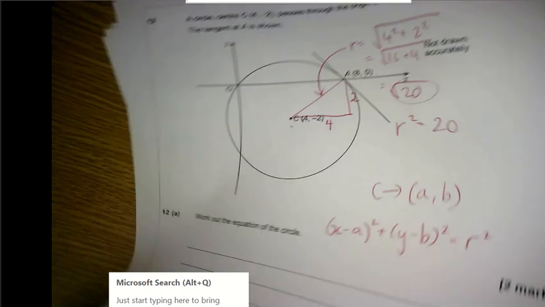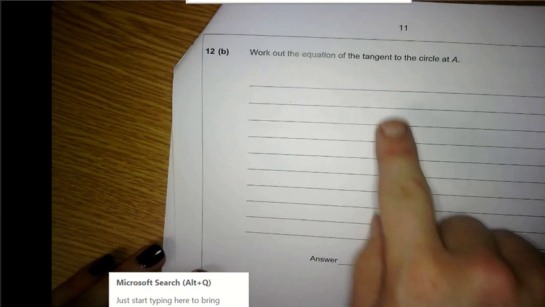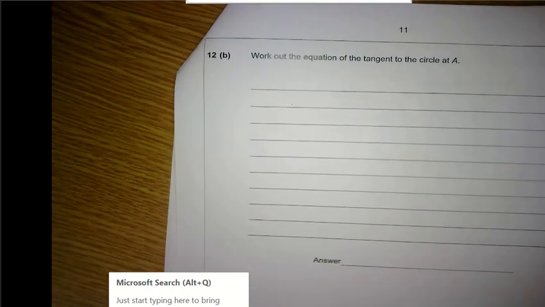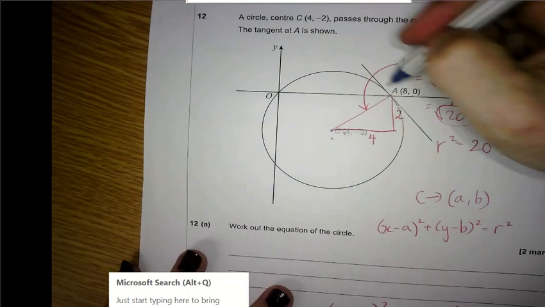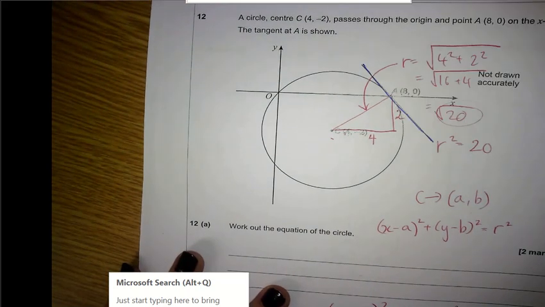Part B. Work out the equation of the tangent to the circle at A. I'm going to jump back to here. So I need to work out the equation of the tangent.